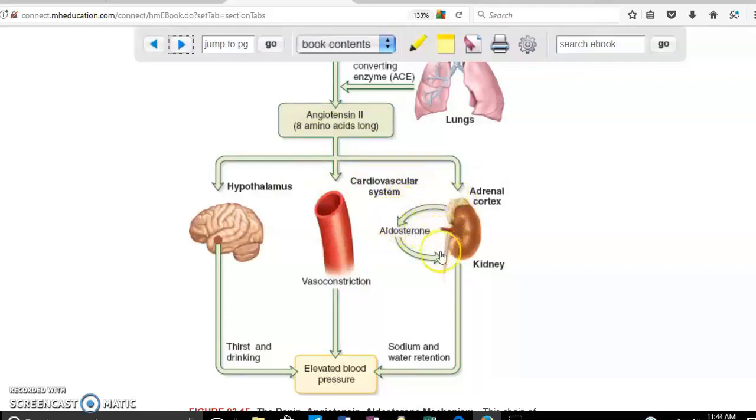Aldosterone will work in your kidneys, and it will retain sodium as well as water, and this will increase the blood pressure. It produces vasoconstriction, increases blood pressure. In your brain it makes you feel thirsty, and that increases blood pressure. So then renin is released by the granular cells when the blood pressure drops.